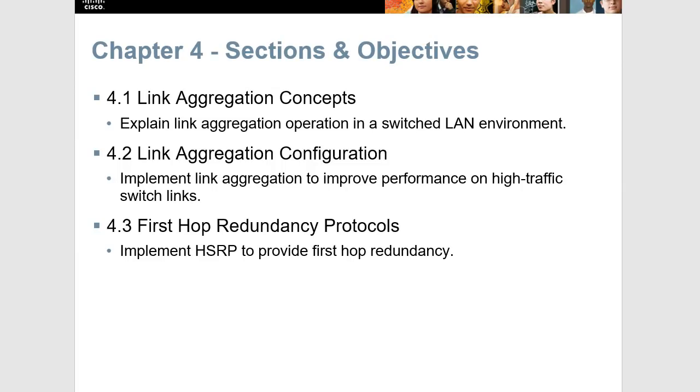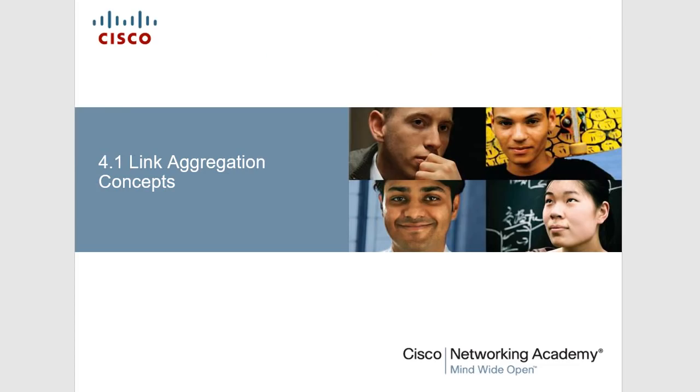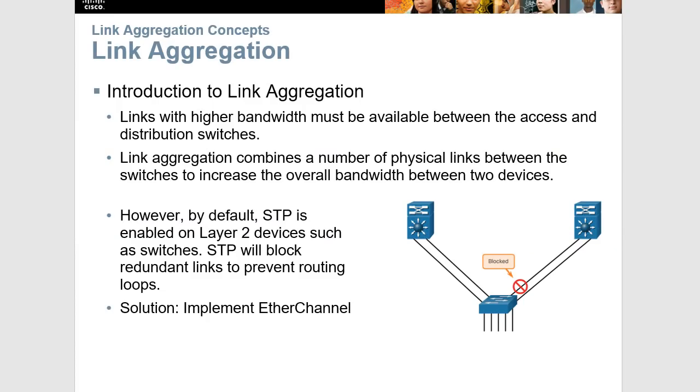So, Etherchannel and HSRP, one a switching concept, one a routing concept. Okay, so here we go. Link aggregation, which is what Etherchannel is, and there's two different protocols for it. Why? Because it allows your traffic to have more bandwidth to travel over.